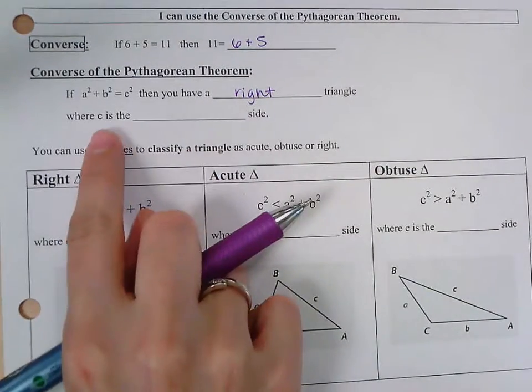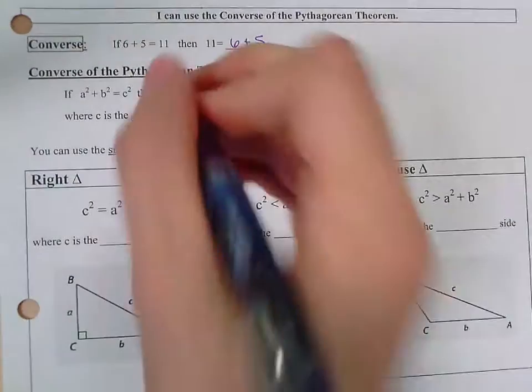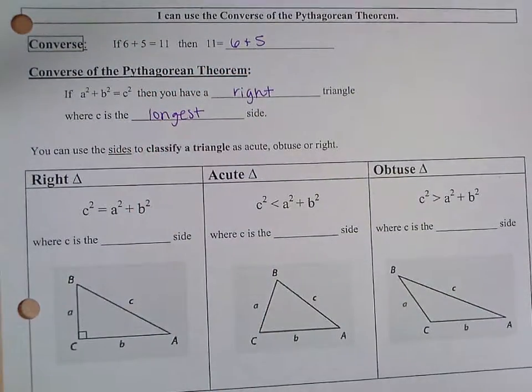And remember, we talked about how c has to be the hypotenuse, which is the longest side. For a right triangle, c is the hypotenuse, which is the longest side. Also, only right triangles have a hypotenuse. You only refer to the hypotenuse of a right triangle. For any other triangle, you're just talking about the longest side, but it's not called a hypotenuse unless it's right.